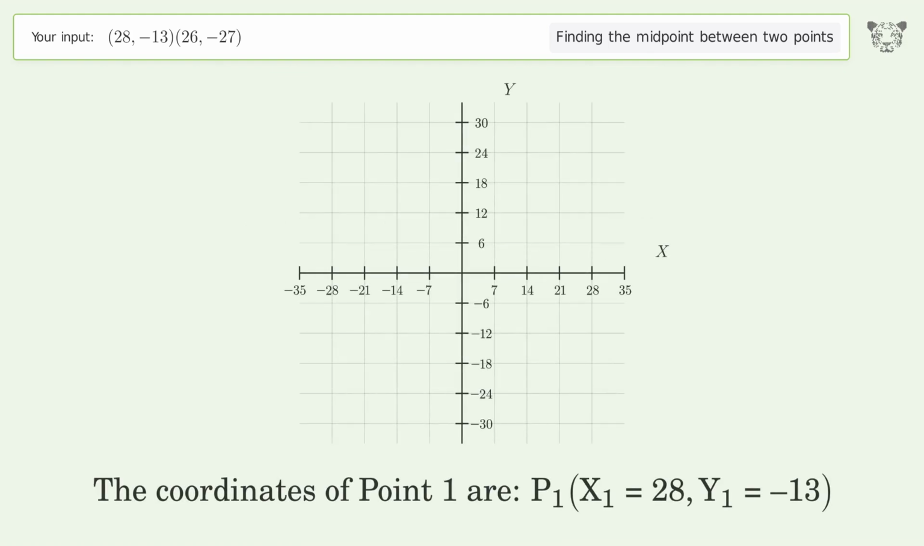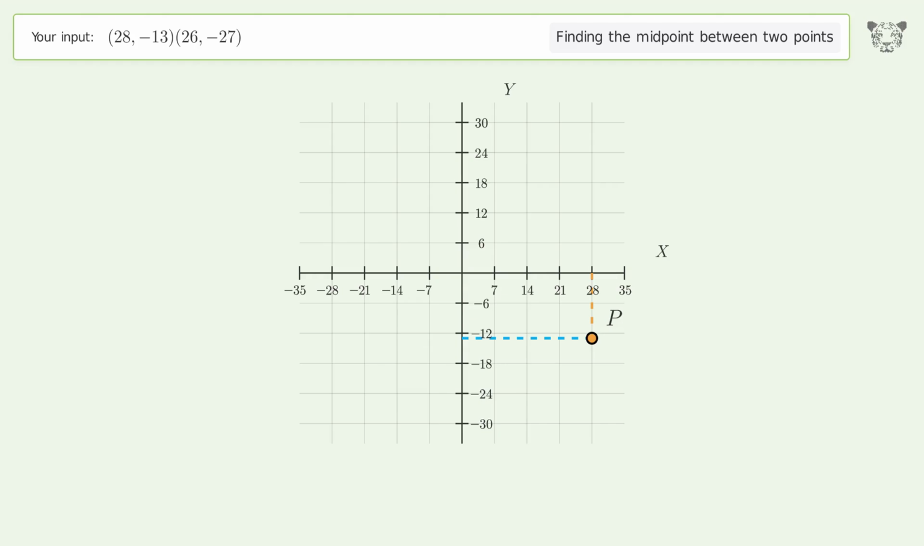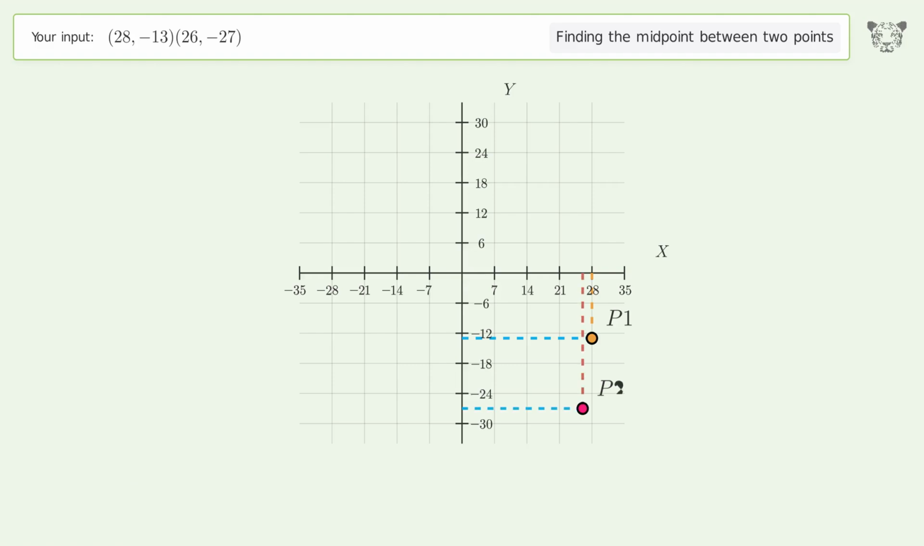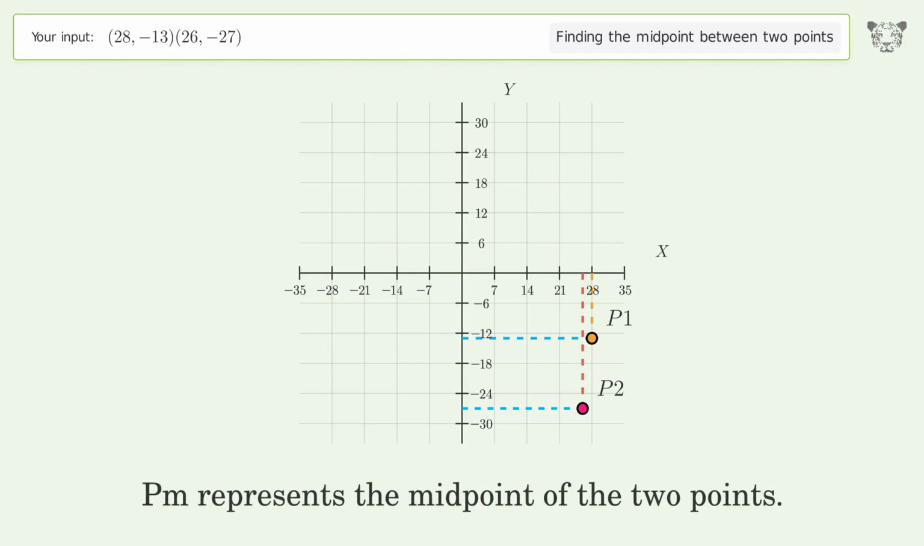The coordinates of point 1 are x1 equals 28, y1 equals -13. The coordinates of point 2 are x2 equals 26, y2 equals -27. PM represents the midpoint of the 2 points.